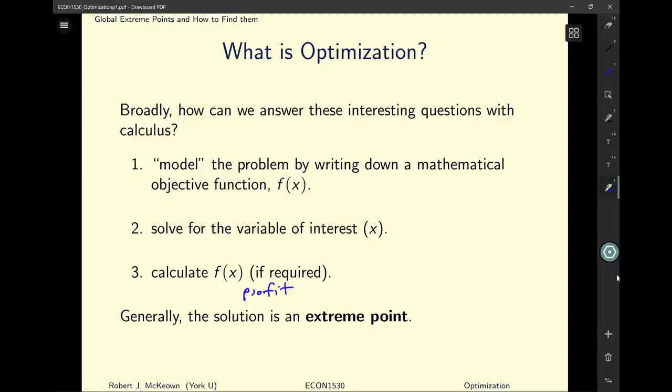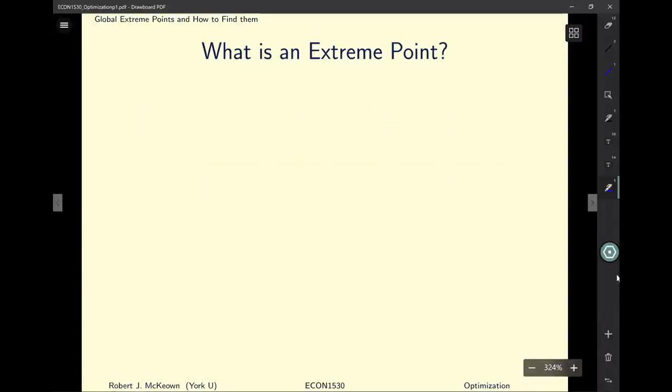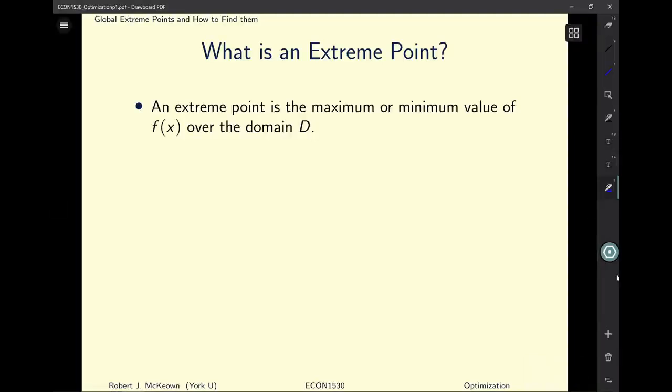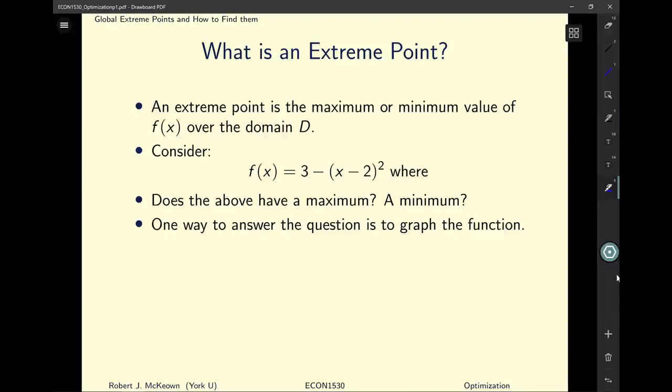And generally speaking, the solution to all of these problems that we discussed is going to occur at something called an extreme point. Now, what is an extreme point? Well, very simply, an extreme point is either a maximum or minimum value of f of x. Let's start with an example. So here we have a model. So we've modeled the problem, and f of x is going to be equal to this thing right here.